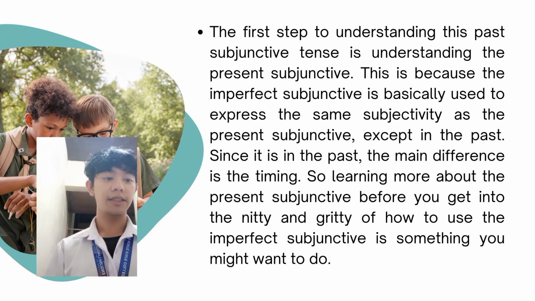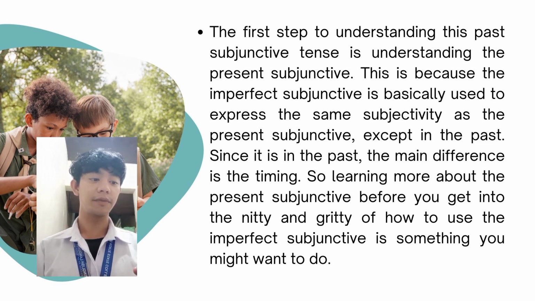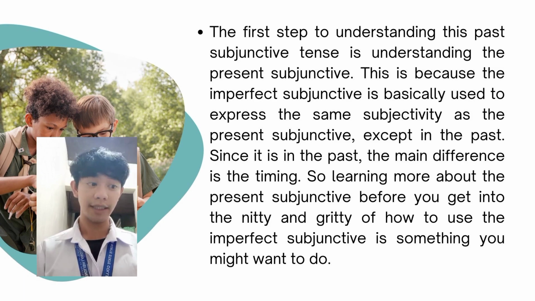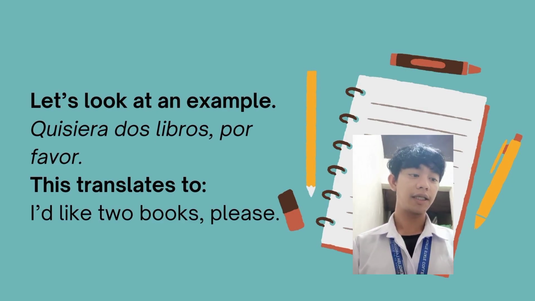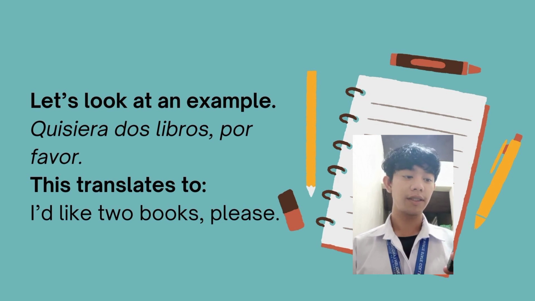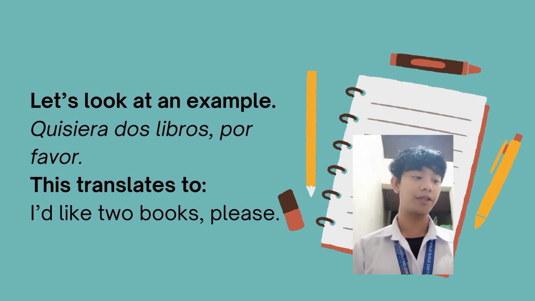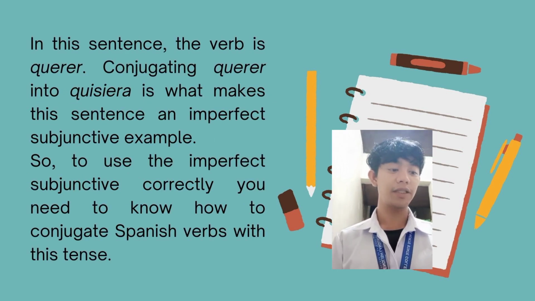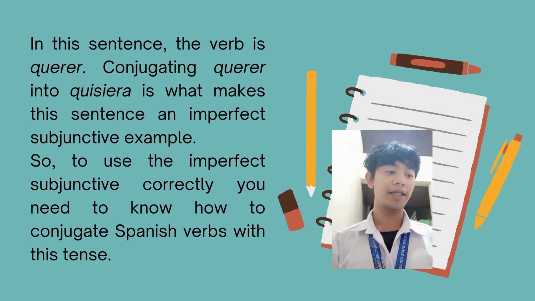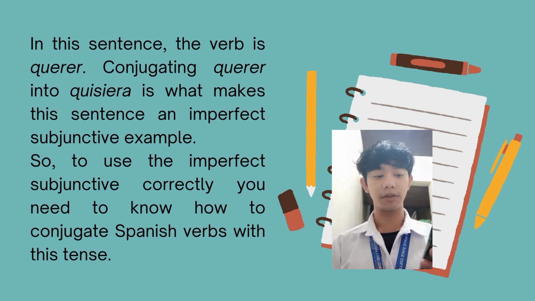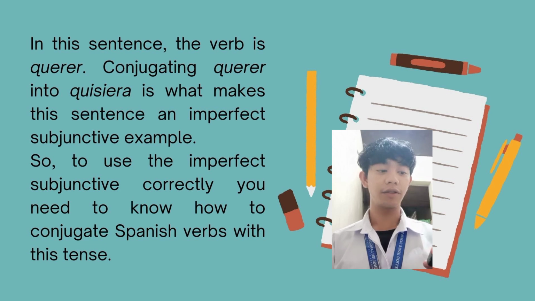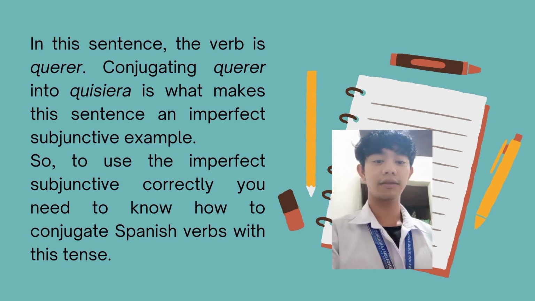In an imperfect subjunctive sentence, what will mainly change is the verb. Let's look at an example. Quisiera dos libros, por favor. This translates to: I'd like two books, please. In this sentence, the verb is querer. Conjugating querer into quisiera is what makes this sentence an imperfect subjunctive example. So, to use the imperfect subjunctive correctly, you need to know how to conjugate Spanish verbs with this tense.